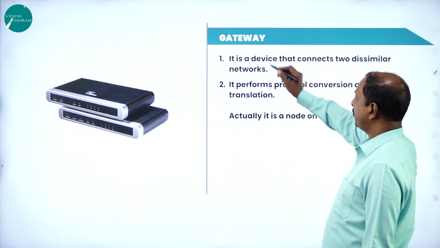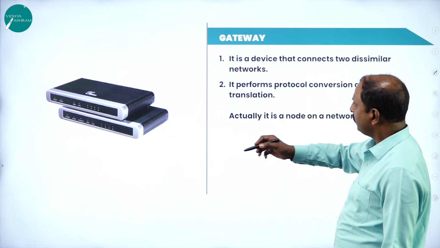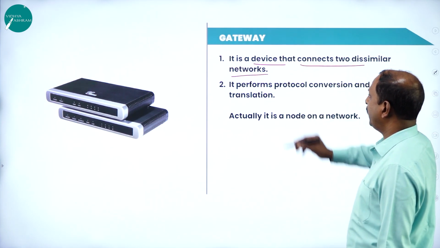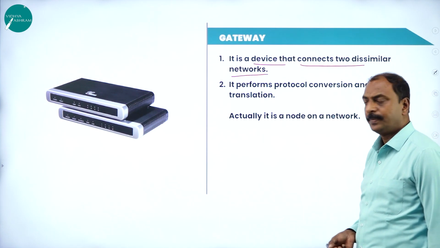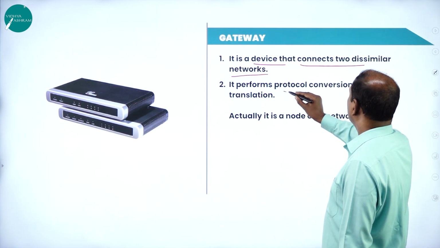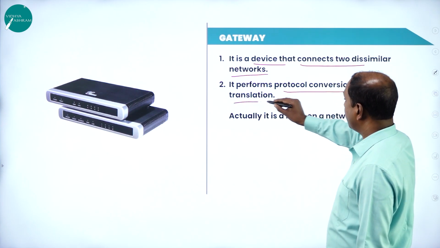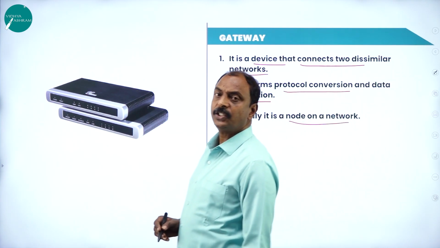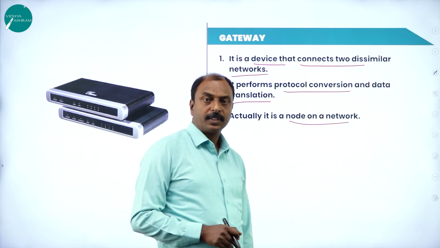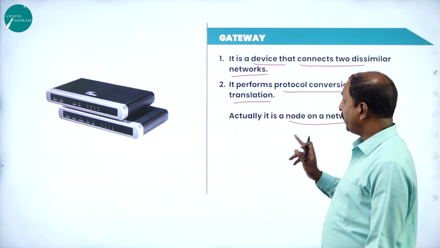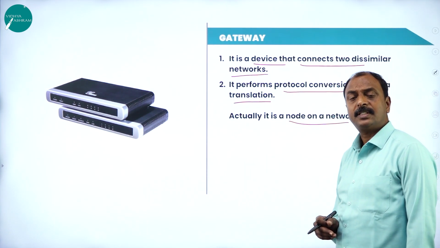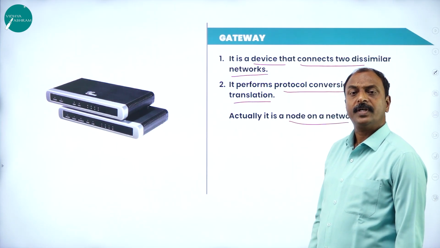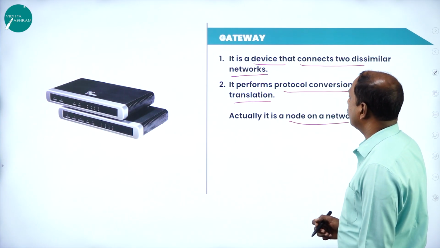In the next slide, we see what a gateway is, and here is a diagram. It is a device that connects two dissimilar networks. A gateway performs protocol conversion and data translation. Actually, it is a node on a network. So a gateway is a device that has to be installed in a network, and all the data and signals pass through this gateway to the different network. So this is a gateway, another device.